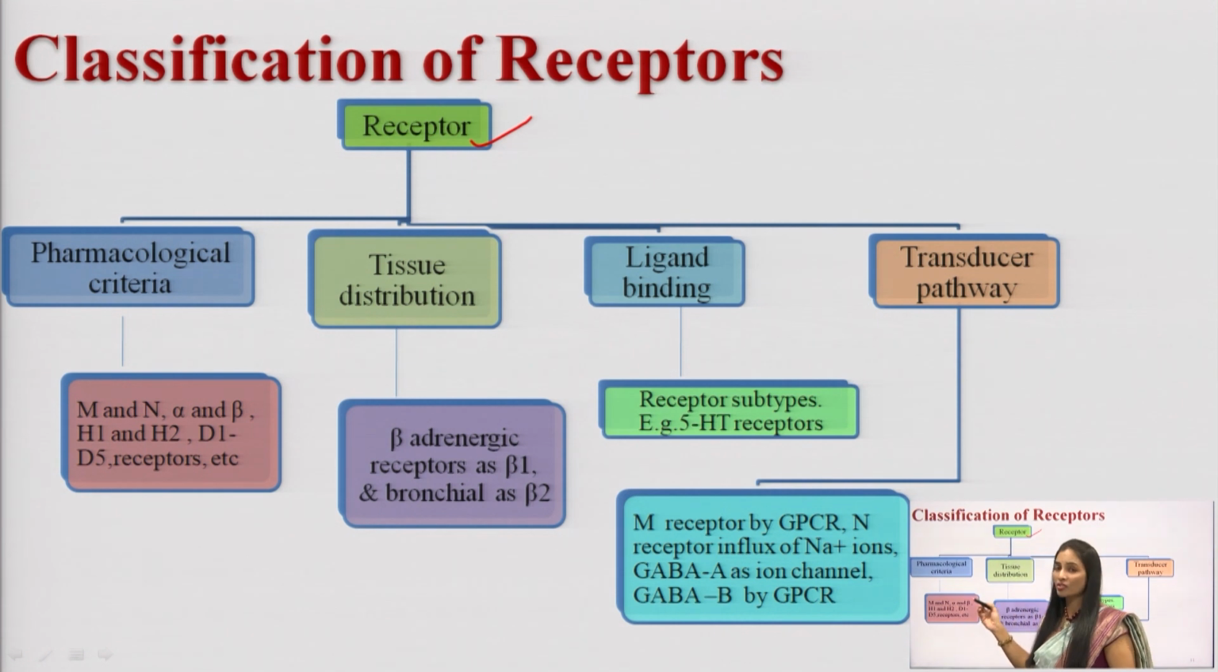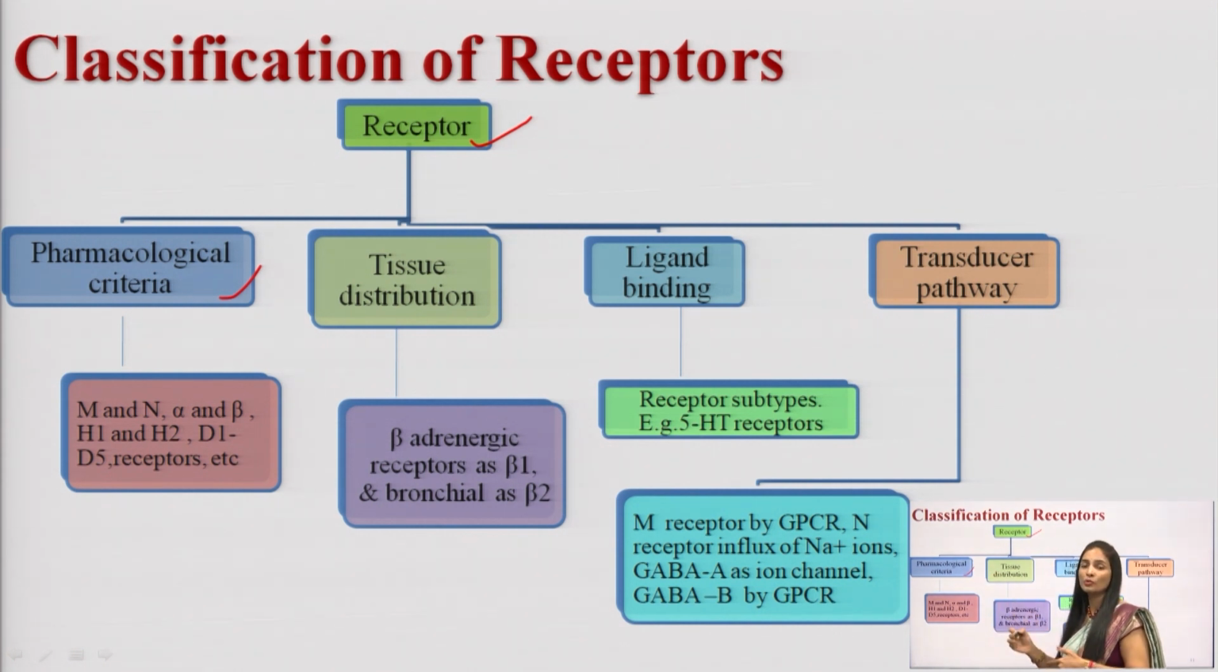So, first one, pharmacological action. According to the pharmacological action of a particular receptor, it has been classified. For example, muscarinic receptor, nicotinic receptor, histamine receptor, dopamine receptor, serotonin receptor, H1 receptor, H2 receptor, D1 receptor, D2 receptor, D3, D4, D5. So, this will show us its action, by which the receptors have been classified.